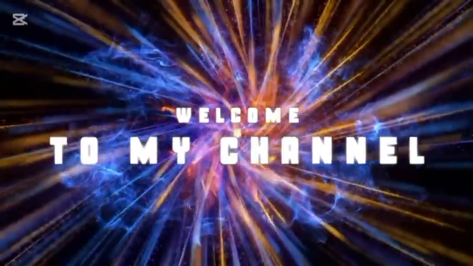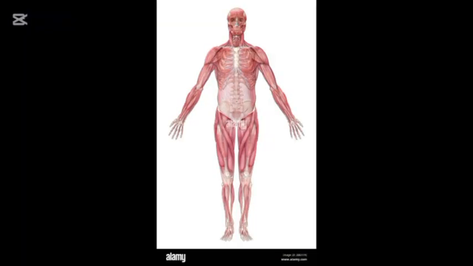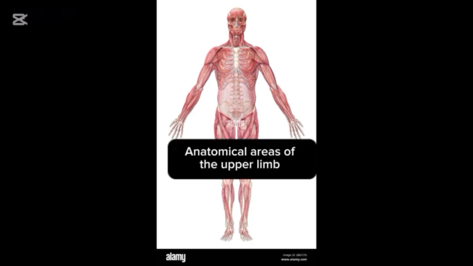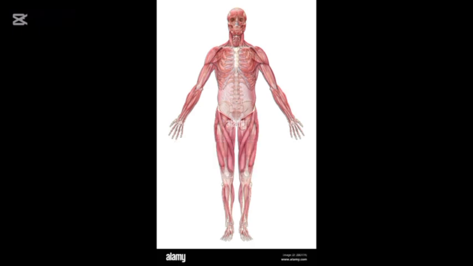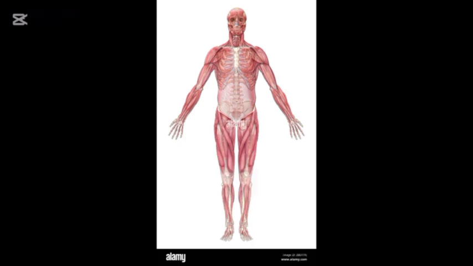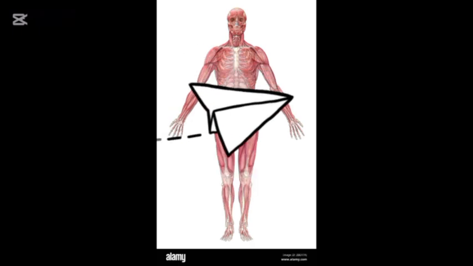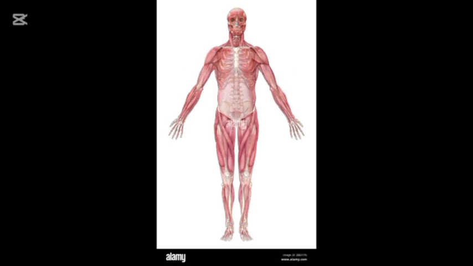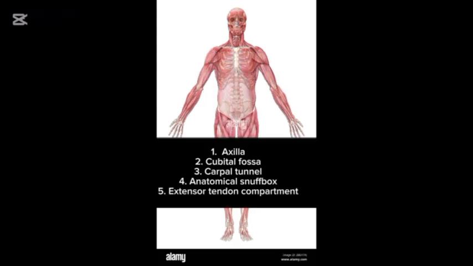We've already explored the bones of the upper limb and the lower limb, so today we'll be moving a step further to understand the anatomical areas of the upper limb. These are the regions that guide us in locating muscles, vessels, and clinical landmarks. Let's dive right in. We'll be dealing with the axilla, the cubital fossa, the carpal tunnel, the anatomical snuffbox, and the extensor tendon compartment of the wrist.